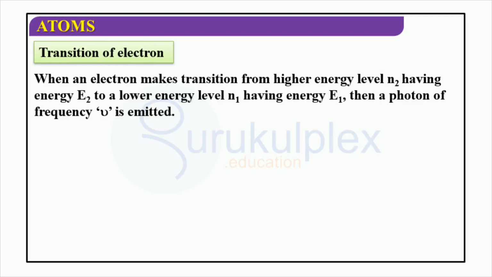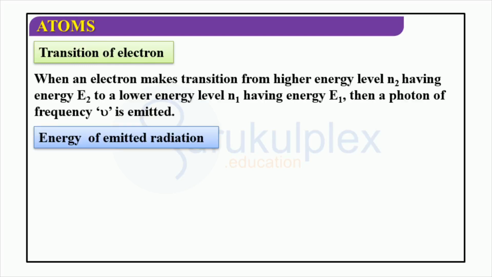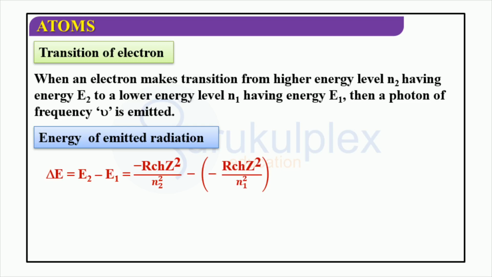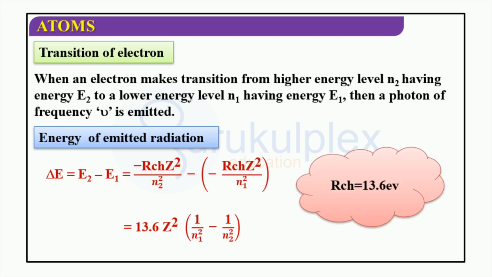When an electron moves from a higher energy level to a lower one, a photon of specific frequency is released. We can calculate the energy of the released radiation using Rydberg's constant, which is equal to 13.6 electron volts. This knowledge can give us a better idea of the special nature of atoms.